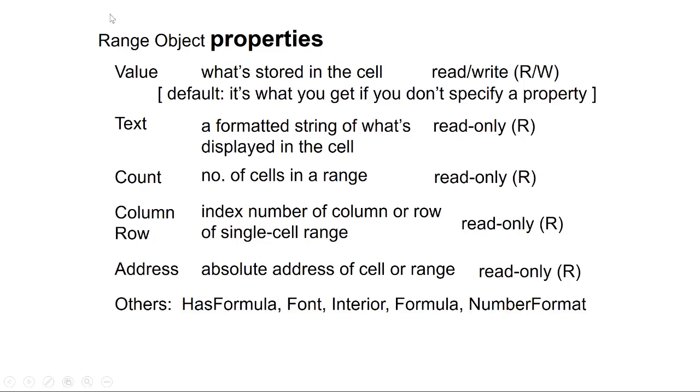Let's take a closer look at the range object properties. The range object can have a value. Obviously that's what's stored in the cell. It can have text, and over here you see if you can write it or just read only. Value, of the ones shown here, is the only thing that you can change. You can also change things like the color, and I'll show you how we can do that. Count, you can count the number of cells in a range. If the range is a single cell, you can get the column index and the row index. You can also get the address of a particular range, and there's others.